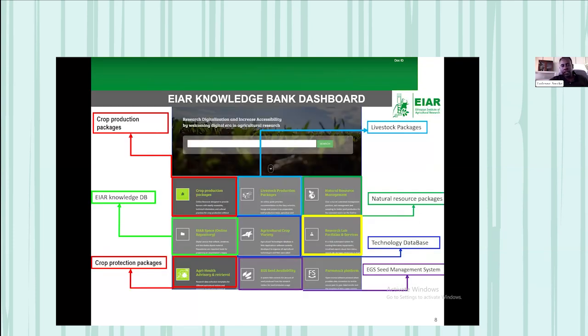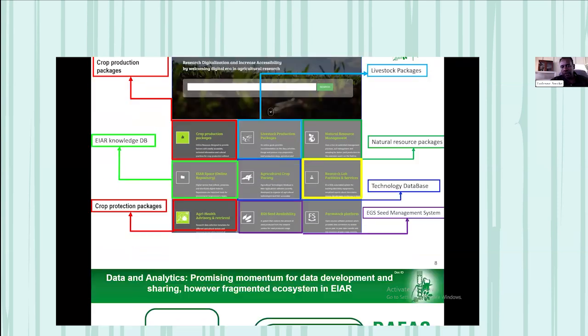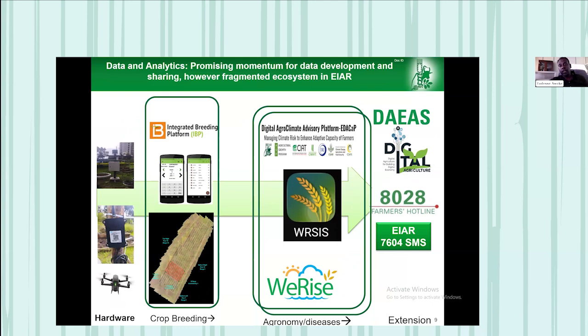These are some of the knowledge banks or platforms that we are using for that, for example, the crop protection package, the natural resource package, and the livestock package. All of these are accessible to researchers and external users. At the same time, we are generating advisories from this, which can reach our farmers. So this is a huge development.